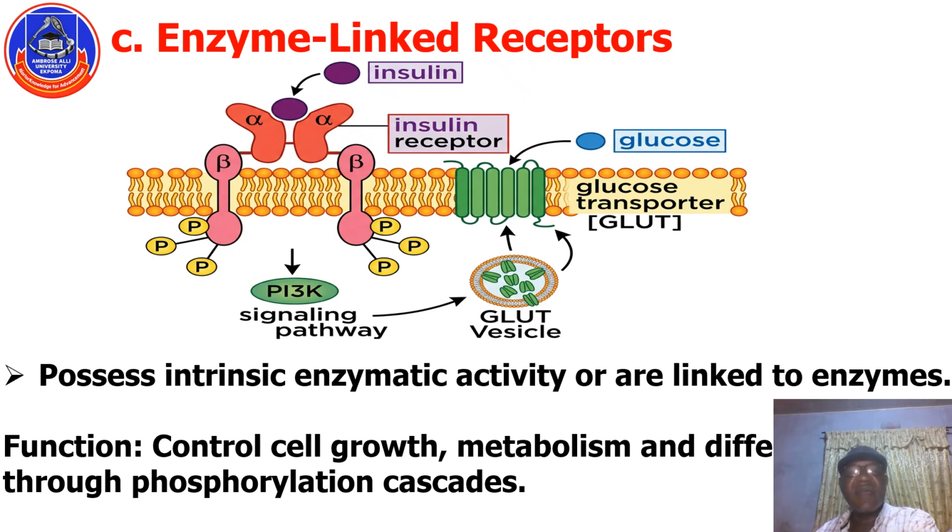The diagram you see before you illustrates insulin receptor signaling and glucose uptake, where insulin binds to its membrane receptor, which is enzyme linked, activating the receptor intracellular domain. This triggers autophosphorylation and initiates the PI3K signaling pathway inside the cell.